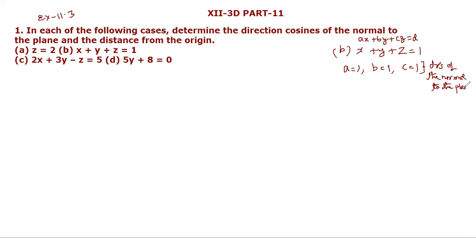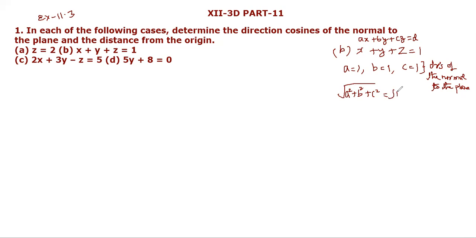The DRs of the plane are said to be DRs of the normal to the plane because there are no DRs for a plane. Normal is a perpendicular line on the plane, so that's why it will have the DRs, and plane is not a line. So in order to make the DCs, we will divide by under root a square plus b square plus c square.